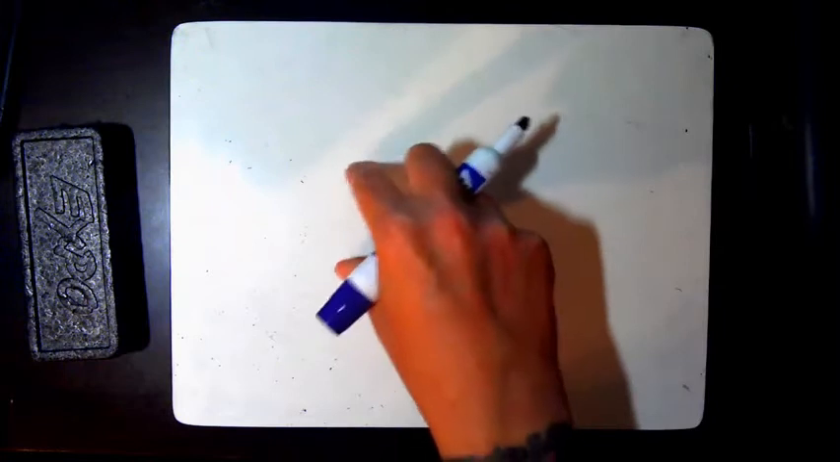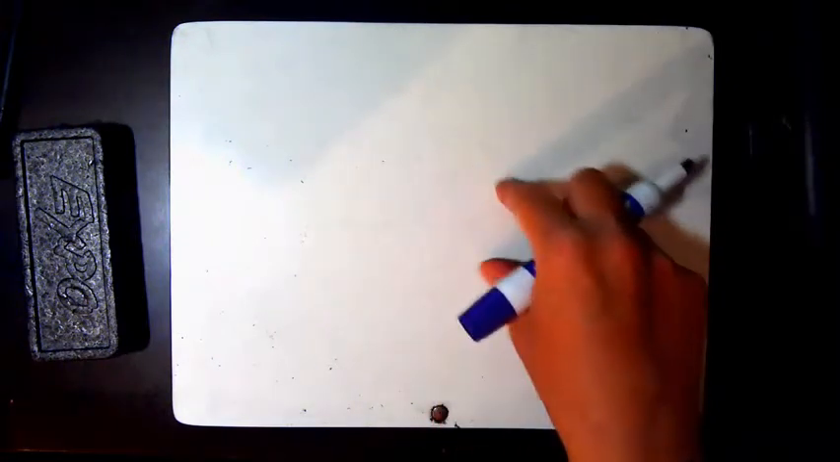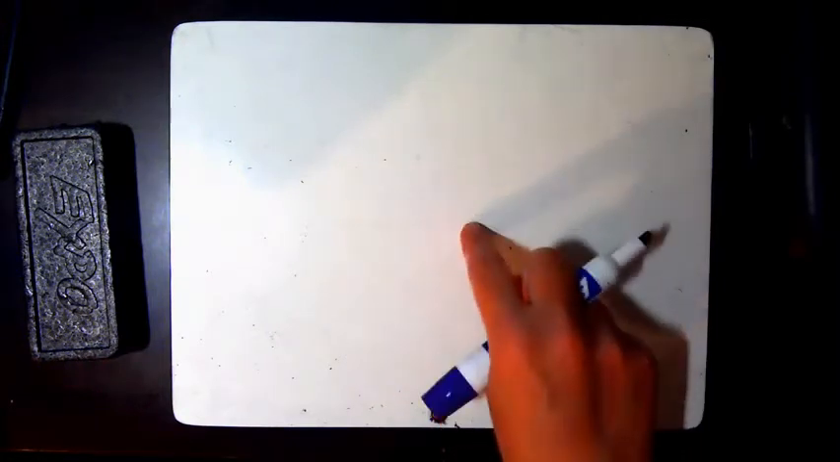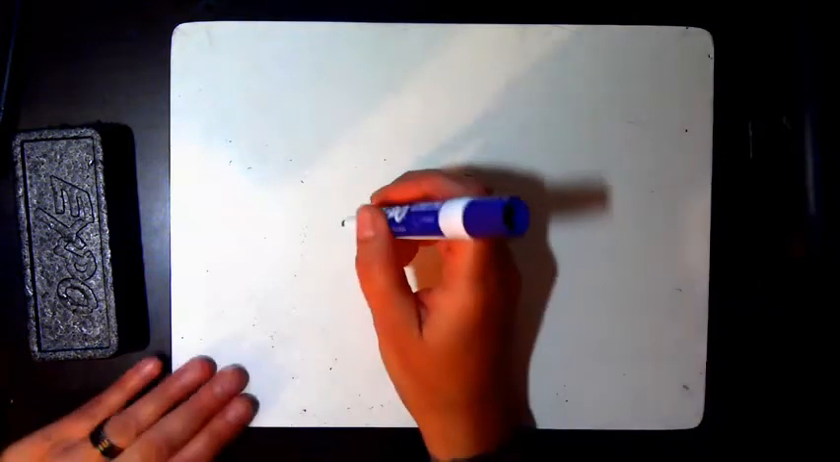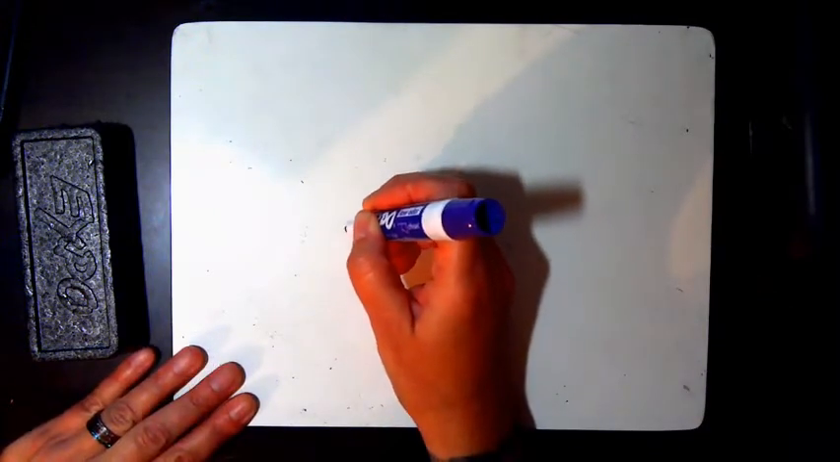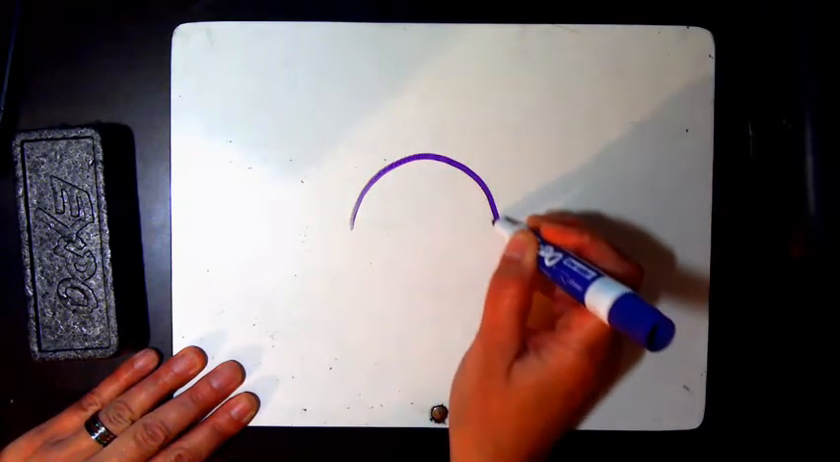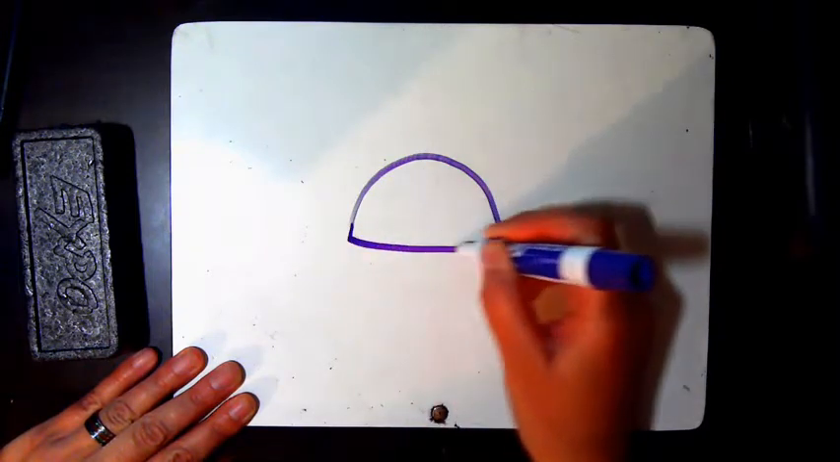So I'm going to start with a simple shape right in the middle of my whiteboard, or the middle of your paper if you're using paper. And it's going to be a half circle. And I'm going to pretty much stick it right in the middle here. So just watch me first, okay? I'm going to make the body like the shape of a rainbow, like an arch, with a flat bottom.